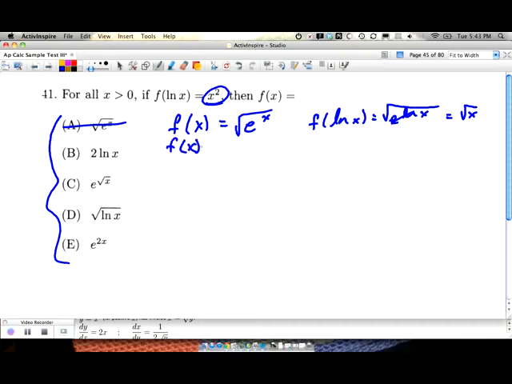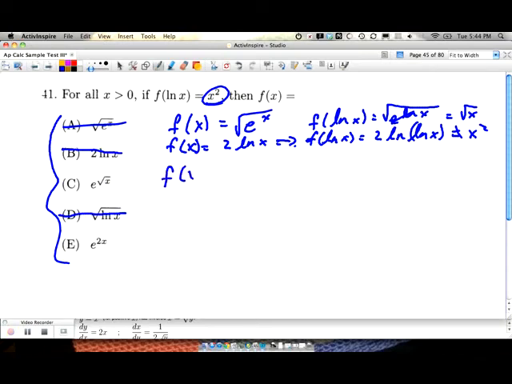If we say that f of x is equal to 2 times the natural log of x, then that means f of natural log of x is going to be equal to 2 times natural log of x. And this is not going to equal x squared. There's no way that'll work. We're not going to have that undo itself. It's probably going to be something with e. So I'm going to jump ahead and say it's probably not going to be d. Let's check c and e.